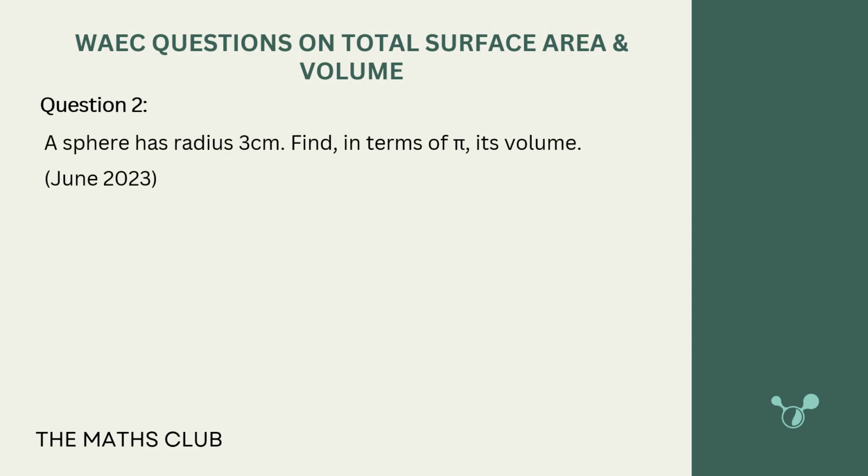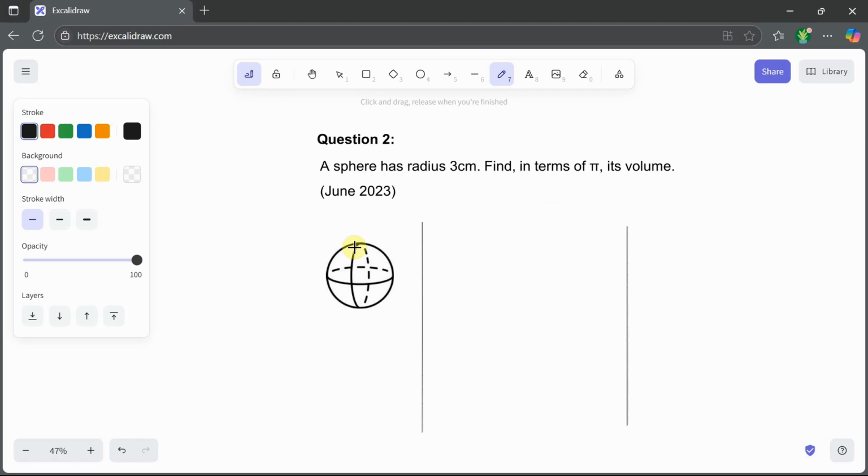Question 2 states that a sphere has a radius of 3 cm. Find in terms of pi its volume. This is from June 2023. So we have our sphere here. What are we given? We're told that the radius is 3 cm and we should find the volume. So the formula for the volume of a sphere is what? Can you remember? Great. 4/3 pi r cubed.